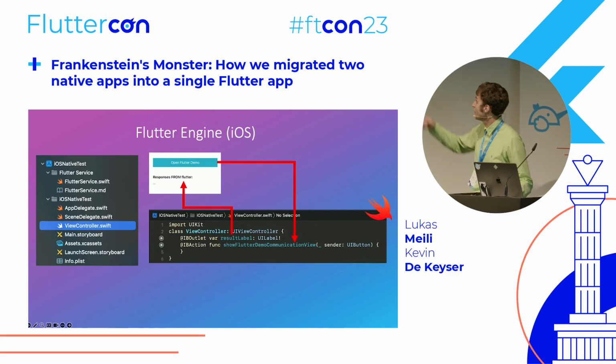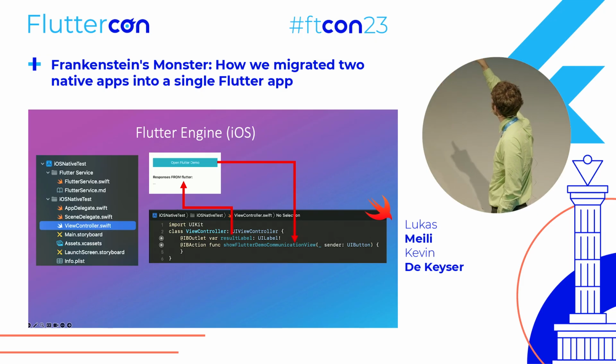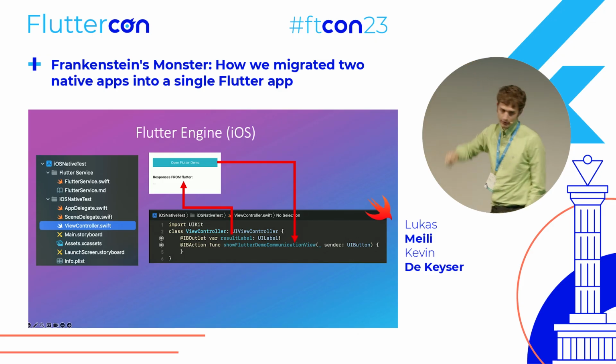All right, so we have this button, and if you click on the button, you will call this function, show Flutter demo communication view. And if you set the label, it will then write to that label simply after. Okay, cool.